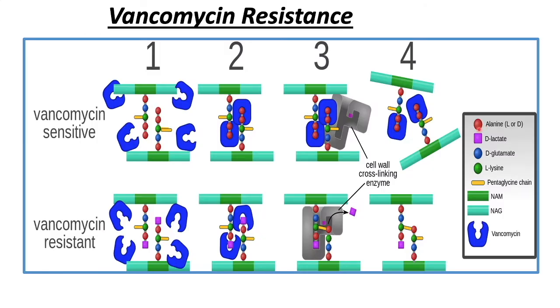Here is a key to what we're talking about. These red circles are alanine. You can see them here. D-lactate, D-glutamate, D-lysine, pentaglycine chain, so-called NAM and NAG, and the drug is shown here in blue. So in vancomycin-sensitive bacteria, the vancomycin is able to intercalate into the cell wall and disrupt cell wall cross-linking.